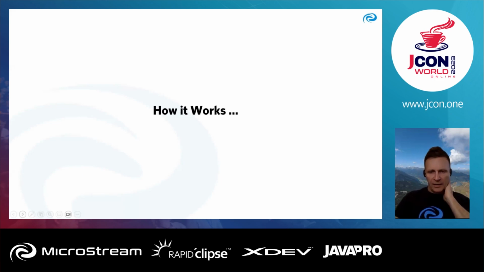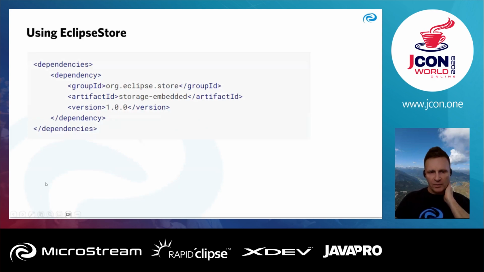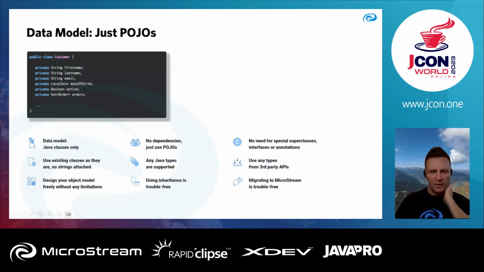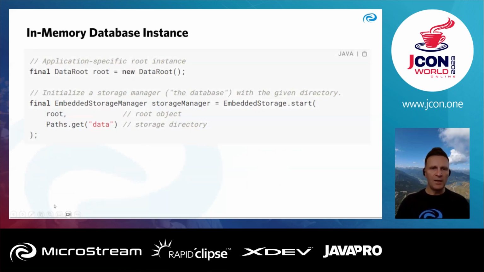How it works, basically, the functional principle is very simple. You just need a Maven dependency. You just need POJOs. The code is very simple and straightforward. There are no rules, no requirements for your classes, no interfaces to implement, no annotations, no superclass, just POJOs. If you already have classes with your Hibernate annotations, you can keep them. This is trouble-free. But when you start from scratch, just write plain Java classes. That's it.